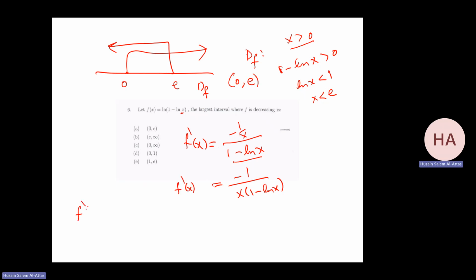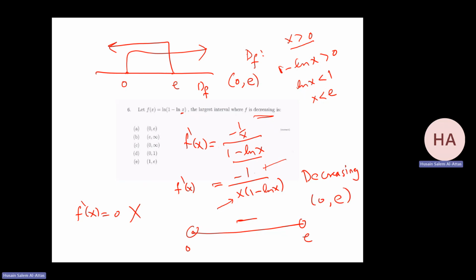So I need f prime equals 0. I'm getting nothing. So what I will do, I just list the interval. This is 0 and this is e. I have no critical numbers. So take a value between 0 and e. Take 1. This is minus. This is positive, 1 minus ln 1, which is positive. So I have negative. So the function is decreasing everywhere in its domain, which is 0 to e.